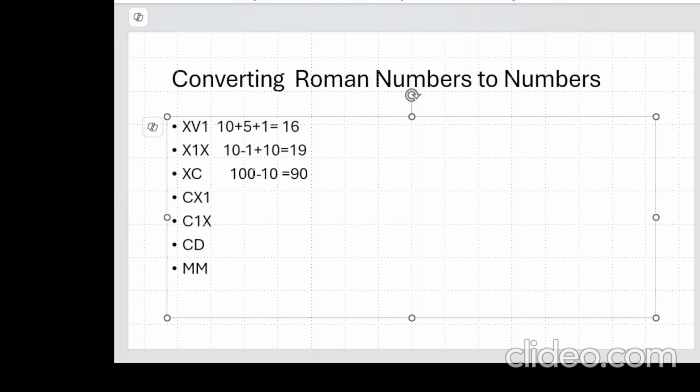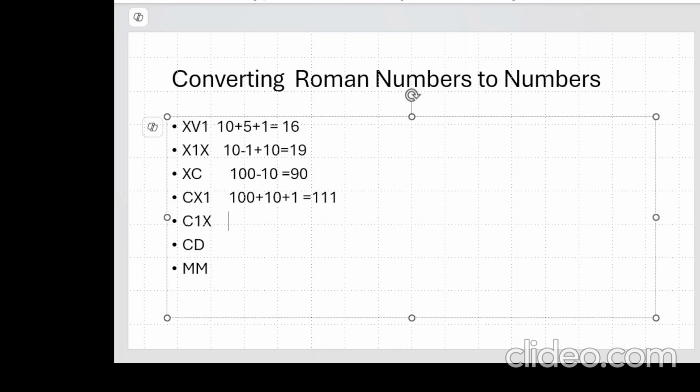So again CXI. How do we do, kids? C stands for 100. Considering we have 10 here plus 10 plus 1 is equal to, what do we get, kids? We get 111 as the answer.